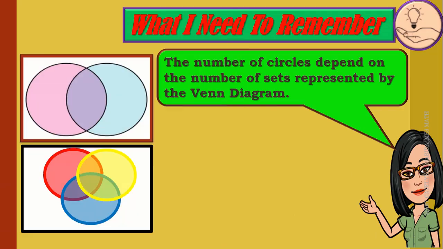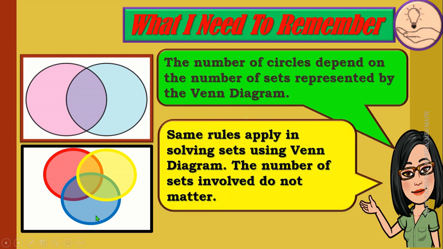Good job! The number of circles depends on the number of sets represented by the Venn diagram. It could be 2 sets, or it could be 3 sets. And of course, the same rules apply in solving sets using a Venn diagram. The number of sets involved does not matter.